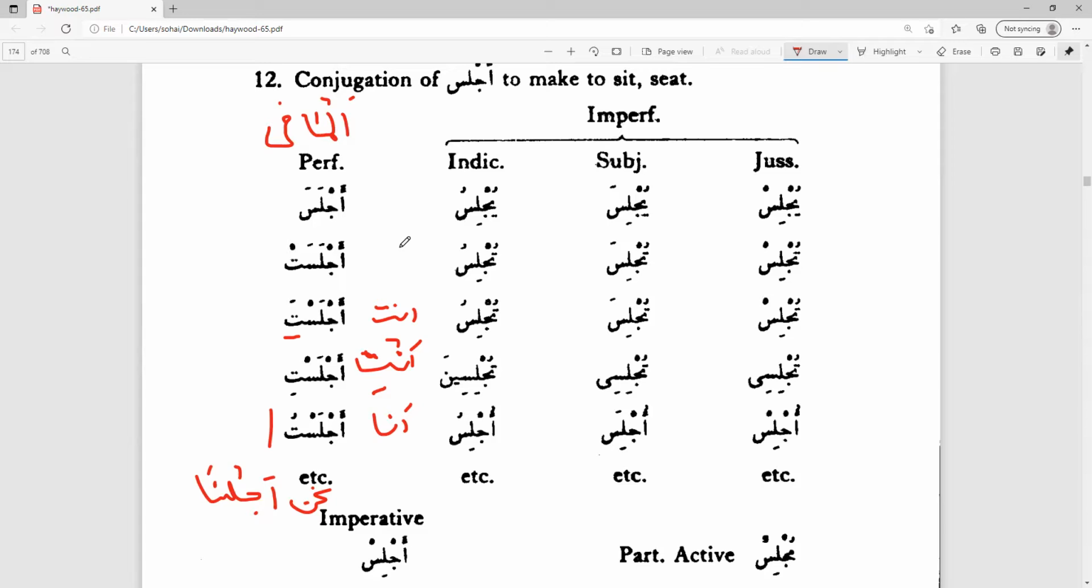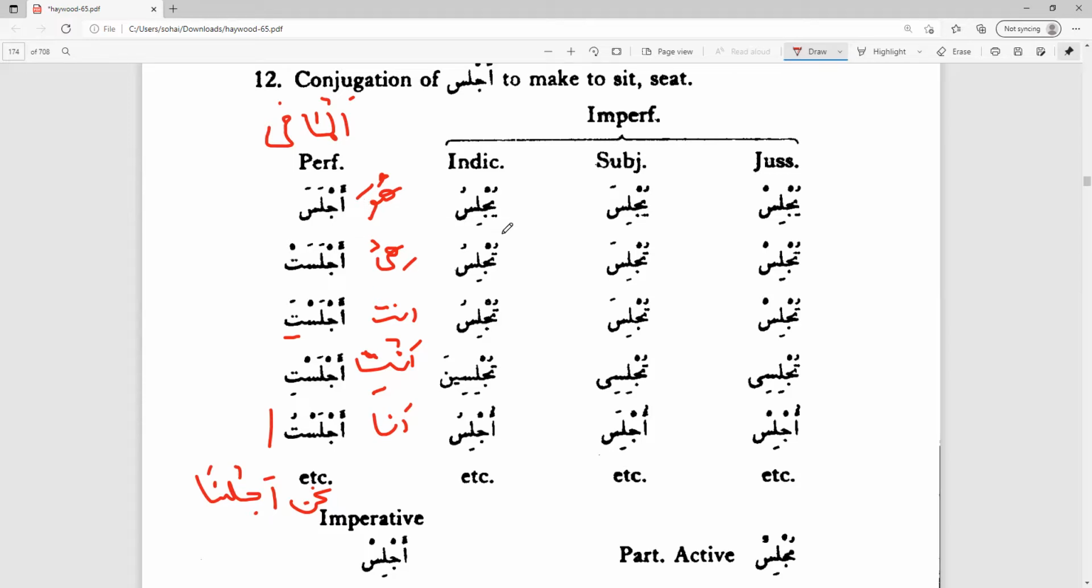So the prefixes like ana, anta, that I can figure out. Yeah. And here is ajlasat, huwa ajlasa. So it's the same. The good thing about Arabic is that it's the same thing we've done with previous forms. We just need to learn the difference. So here the difference is that we had an additional alif. We prefix the alif, and then the first letter becomes sakin.